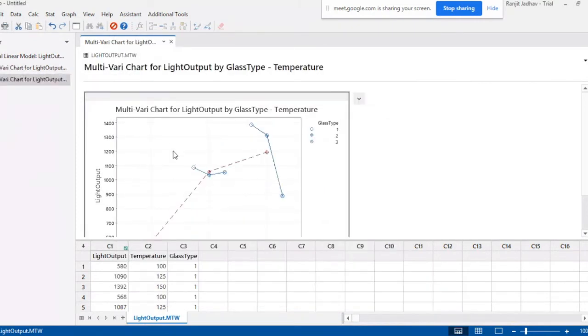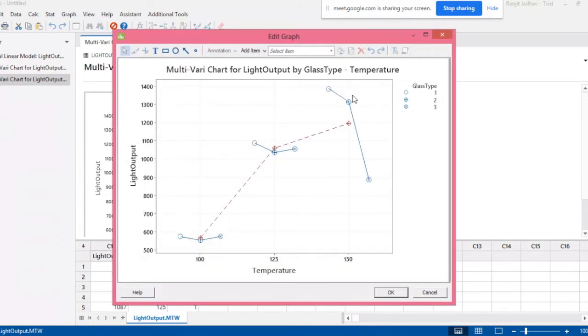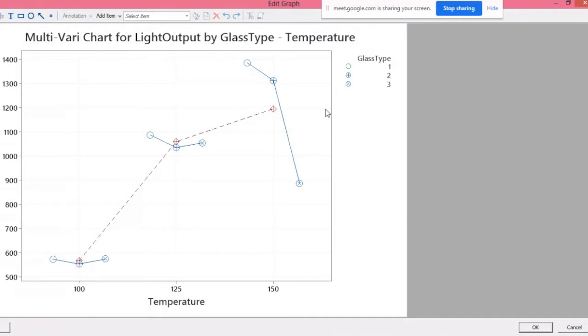So what is the conclusion from this graph? If you want higher light output, which temperature should we select? 150. And which glass type should you use? 1. Very good.